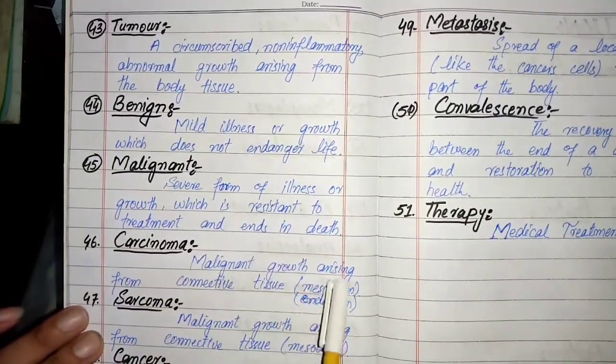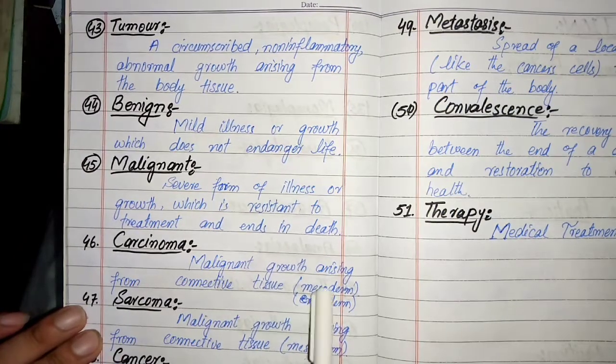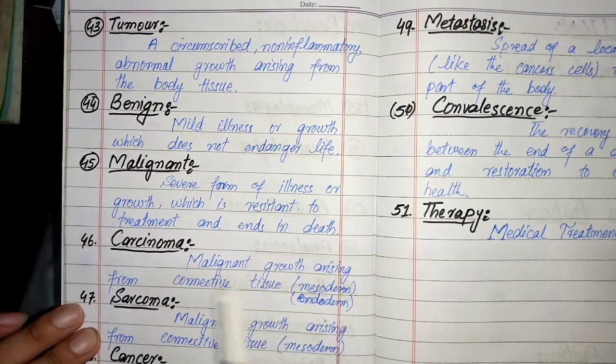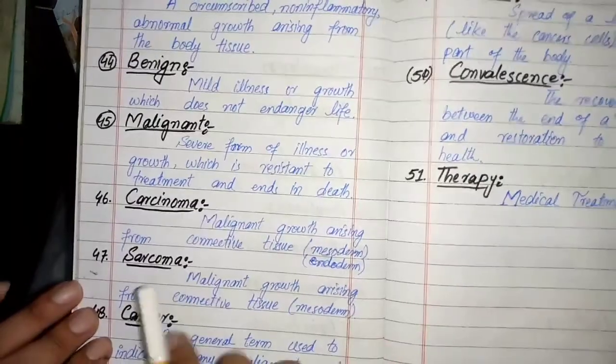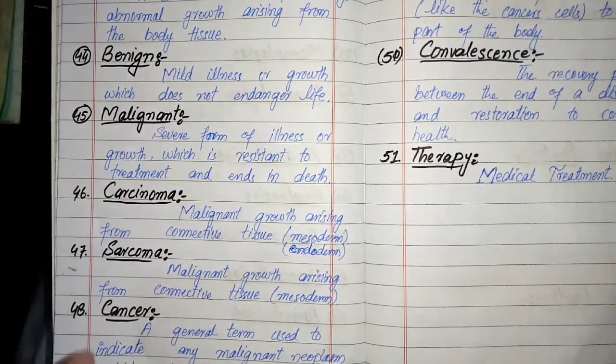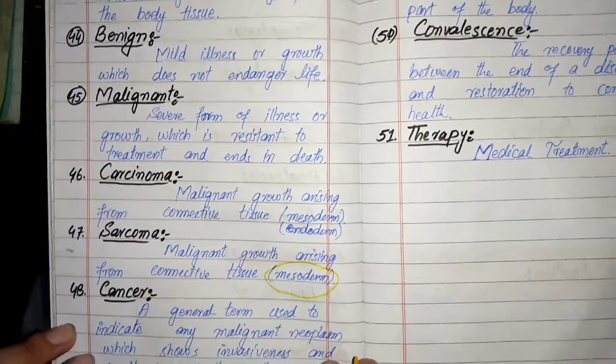Carcinoma is malignant growth arising from epithelial tissue, which is either from the ectodermal layer or endodermal layer. And sarcoma is malignant growth arising from connective tissue, which is mostly from the mesodermal layer, right?